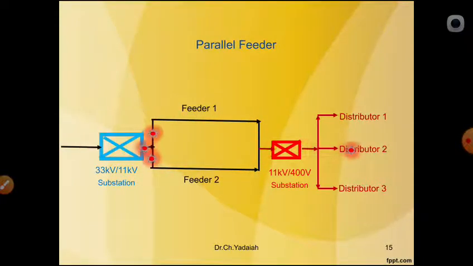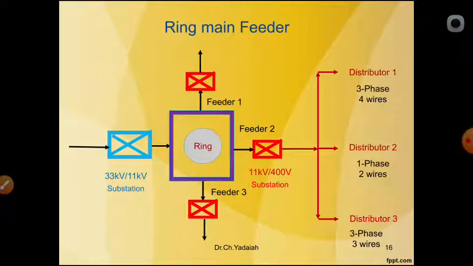Now after that, another is the ring main system. As the name itself says, it is a ring, that is a connector. Here a 33 kV by 11 kV substation is connected to a ring-shaped system, and from that it is connected to all DTRs. Now what will happen? The 33 by 11 kV power may come to our 11 kV by 400 volt substation in the center through feeder 1 or through feeder 3. So that is a benefit.